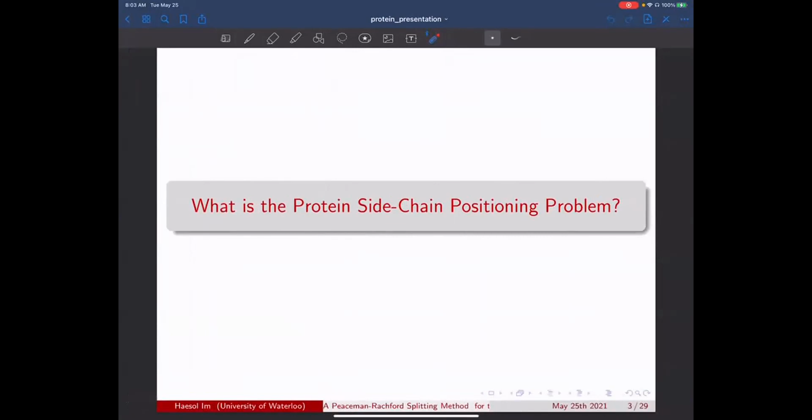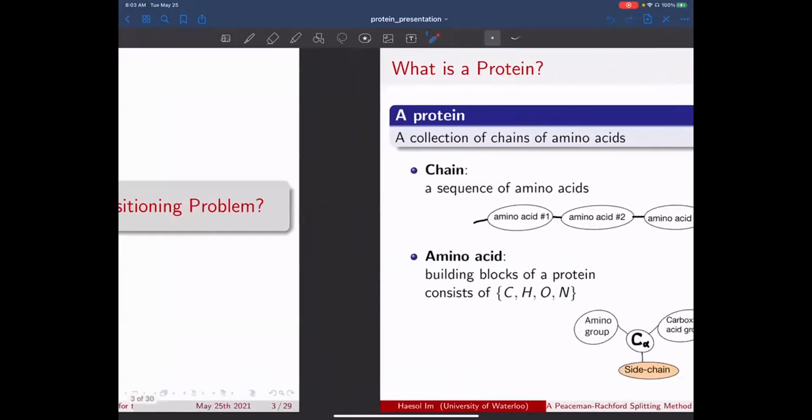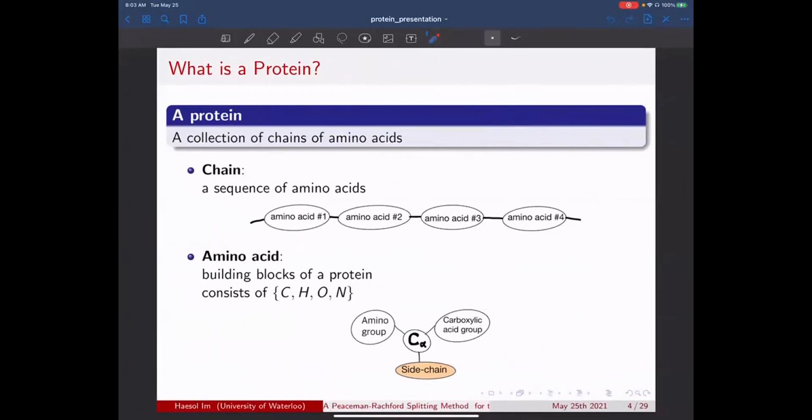Okay, so let's talk about what the protein side chain positioning problem is. So I'll use only one slide to talk about what a protein is. A protein is essentially a collection of side chains of amino acids. So here, a chain is a sequence of amino acids, and we can really think of it as a bracelet like this. And the black solid line at the back can be thought of as a string in a bracelet. And each bead in this bracelet is an amino acid. So in this particular chain, there are 4 amino acids.